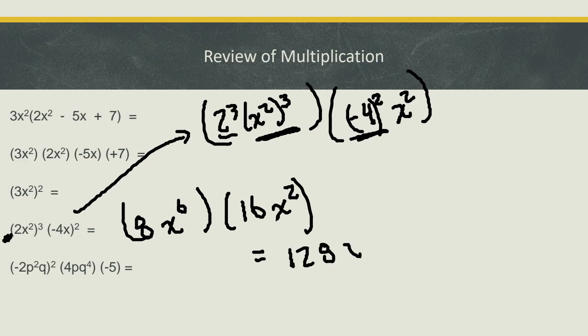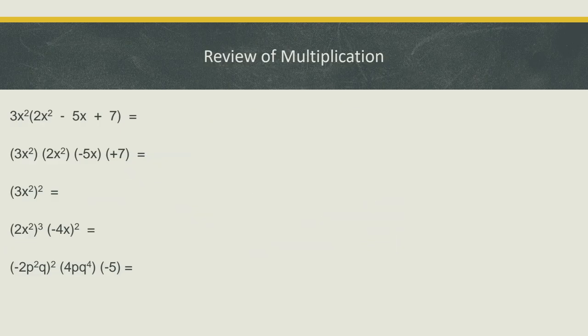And then now I'm not multiplying my exponents, I'm switching to a different rule, adding my exponents because it's the multiplication rule. So 6 plus 2 gives me 8. So that would be my answer, 128x to the power of 8. And then the last one.